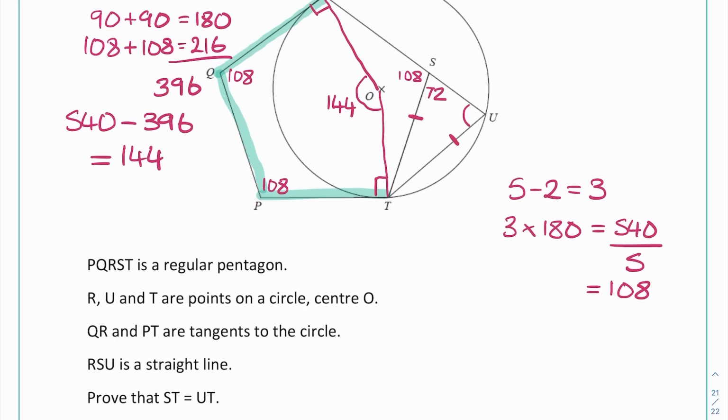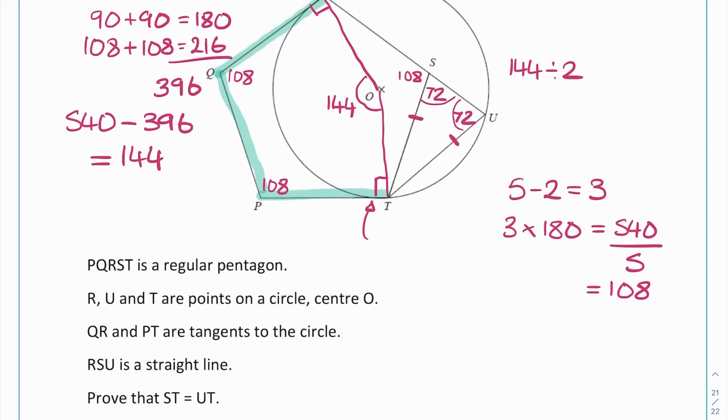Angles at the centre are double angles at the circumference, so if we halve that, 144 divided by 2 gives us the angle 72. So this angle here is also 72. Therefore, that triangle there is an isosceles triangle, as base angles in an isosceles are equal, and if the base angles are just there, then ST and UT would be the two equal sides. Now it has asked us to prove this. We have kind of proved it, but we should probably have given some reasons along the way.